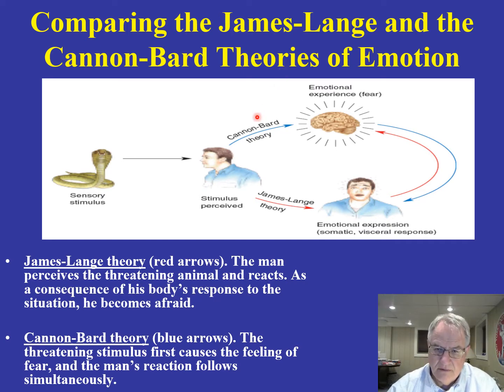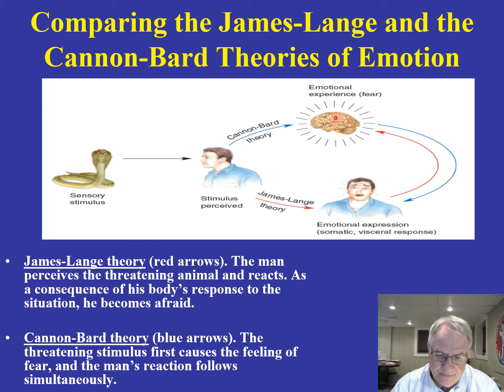So if you take a look at this diagram that you see here, this is an individual perceiving a stimulus. In this case, it's a snake. And according to the James-Lange theory, which is the red arrows that you see here, when you perceive that stimulus, you're going to experience a somatic change, a visceral change. This is an emotional expression that's going to occur. And once you experience that, that in turn allows for this emotional experience, which in this case is fear. So again, as a consequence of the bodily response to the situation you're in, in this case viewing a snake, then you become afraid.